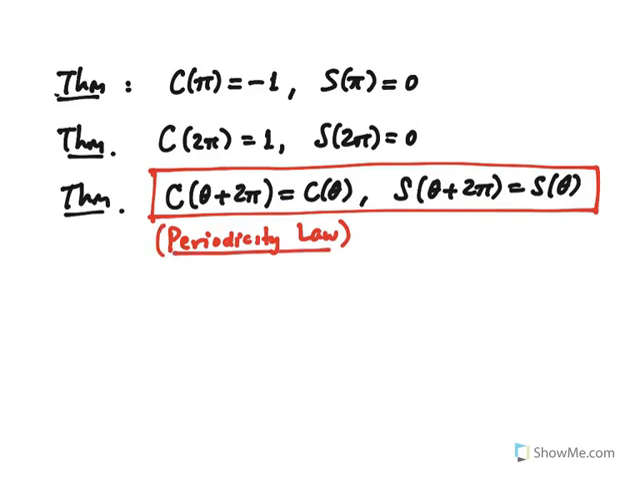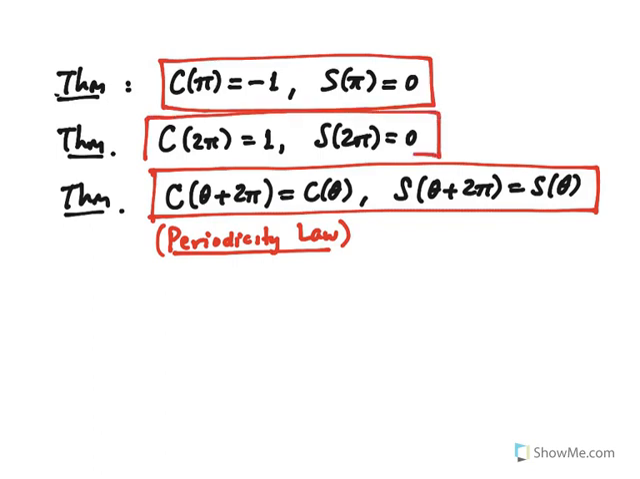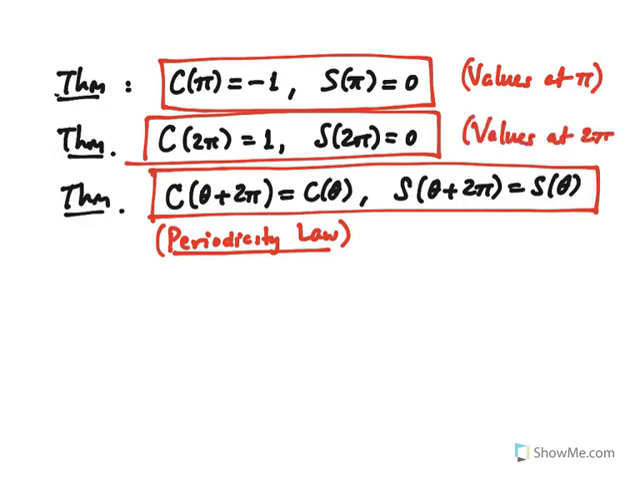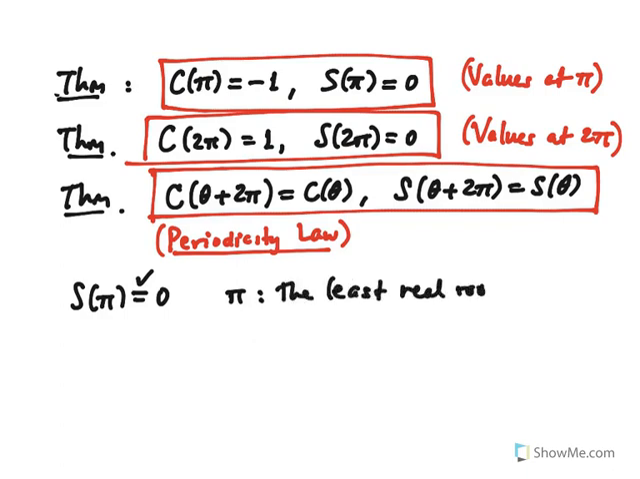And so what it says is that the capital C function is periodic with a period of 2 pi, and same for the capital S function. These also are special values that are useful: values at pi, and then the values at 2 pi. And all of these are considered part of trigonometry. Well, all of these are very easy to get now. Basically, we already know that S of pi is 0, because pi was defined that way. And remember that pi is defined as the least real root of the function S in the open interval 2 to 4.